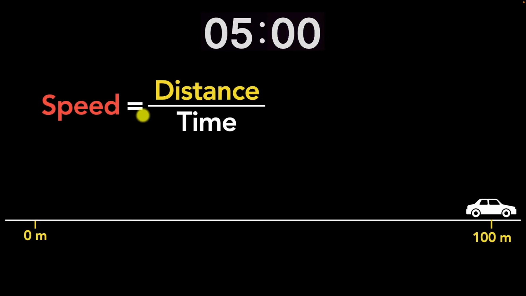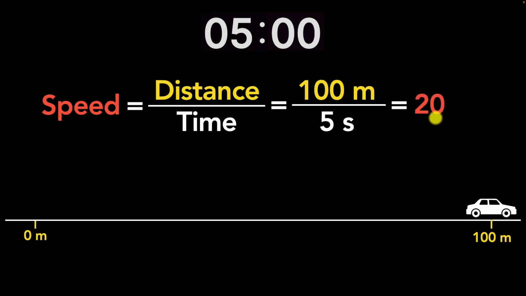We define speed as the distance traveled by an object divided by the time taken to travel that distance. In our example, the distance traveled is 100 meters, and it took 5 seconds to do that. So it's going to be 100 meters divided by 5 seconds. What is 100 by 5? That is 20. And what is the unit of the speed? Well, it's meters divided by seconds. So we say the speed is 20 meters per second in this particular case.